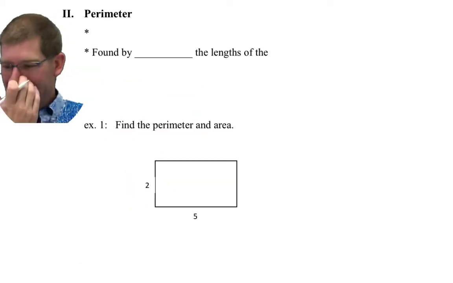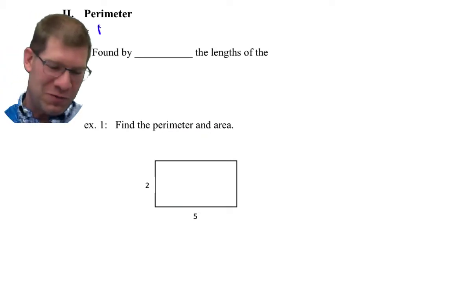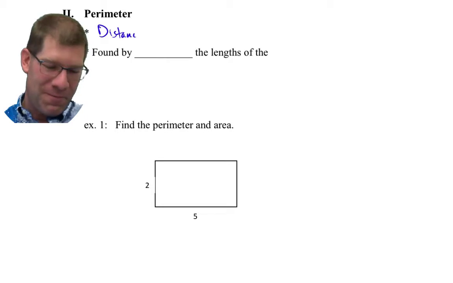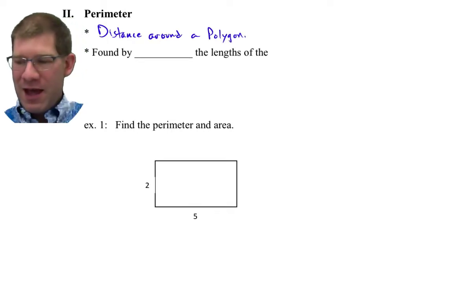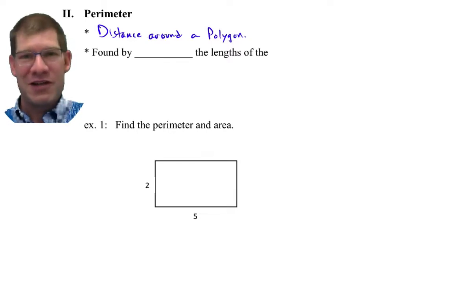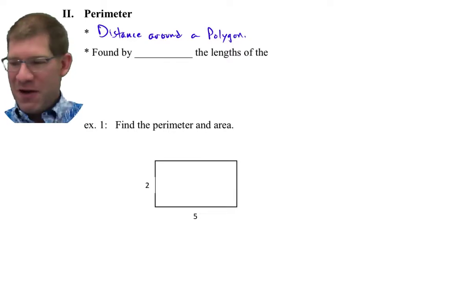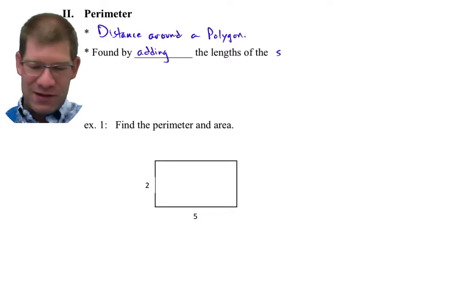I'll just keep going. Perimeter is going to be the distance around a polygon. So switch to blue. Distance around a polygon. And so really we're looking at something like the circumference of a circle, but now we're talking straight edges in a polygon. So it's found by adding the lengths of the sides.